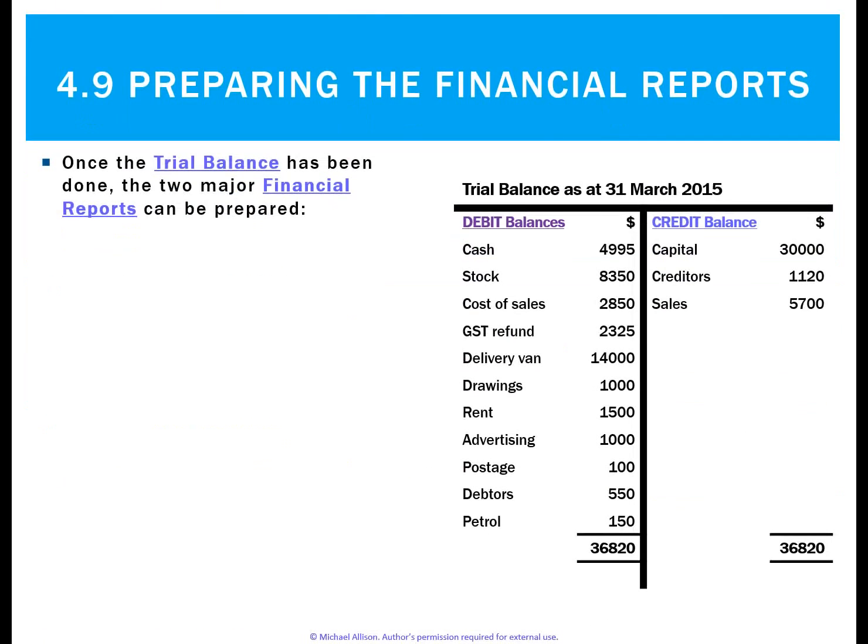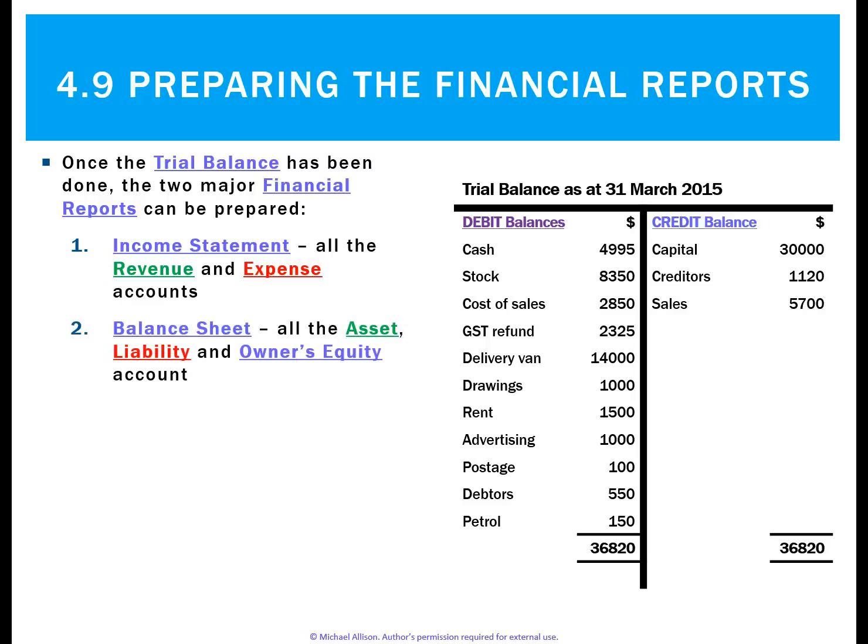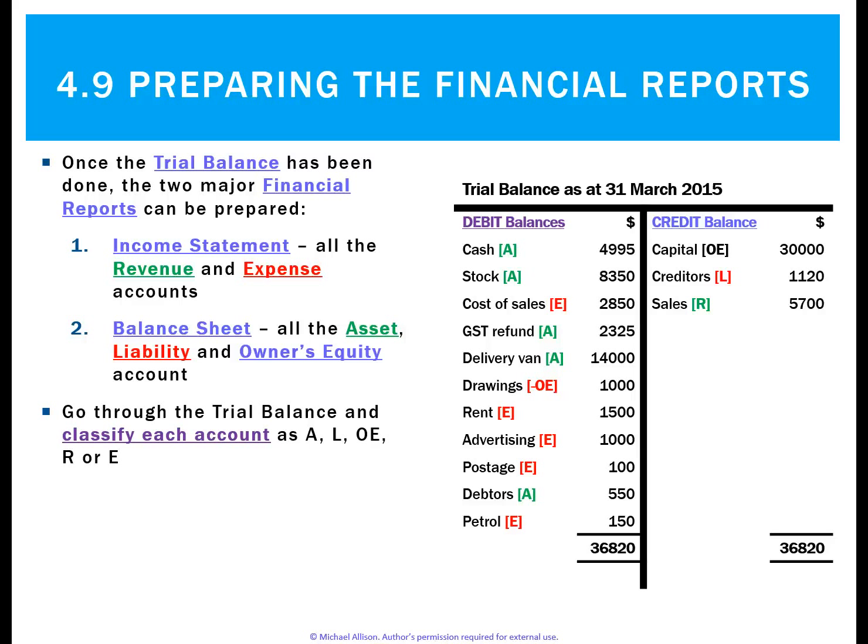Looking at that, it's actually quite simple once we've got a final trial balance. What we can do now is prepare an income statement from all the revenue and expense accounts, and a balance sheet from all the assets, liabilities and owner's equity accounts. I think the first step is to go through each of the accounts in the trial balance and label them as to whether they're an asset, liability, owner's equity, revenue or an expense.